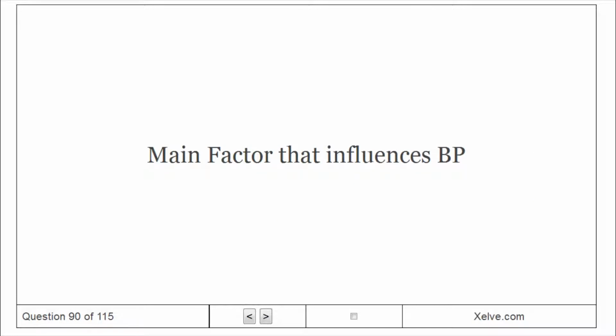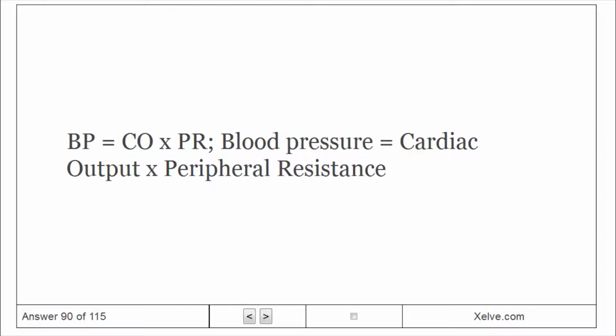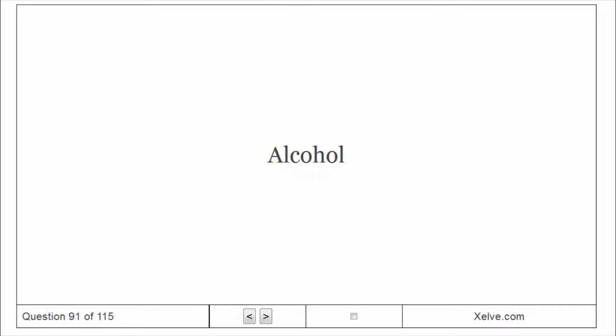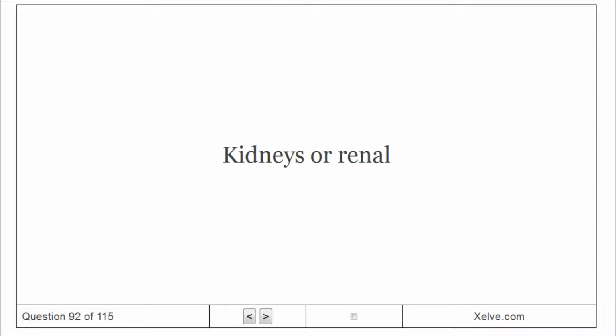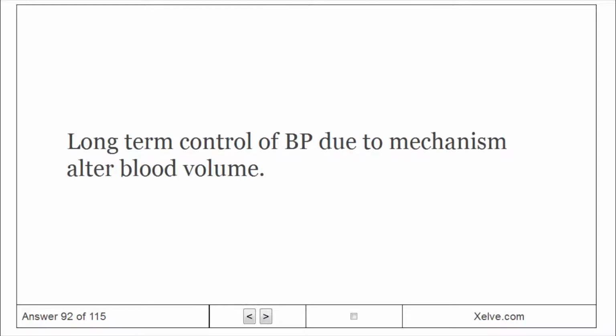Main factor that influences BP: BP equals CO x PR, blood pressure equals cardiac output times peripheral resistance. Alcohol promotes vasodilation, red-faced look, drop in BP. Kidneys are renal. Long-term control of BP is due to mechanisms that alter blood volume.